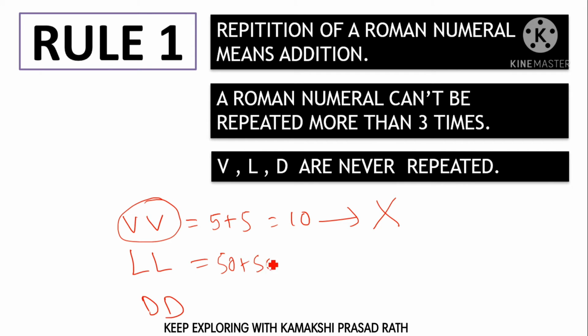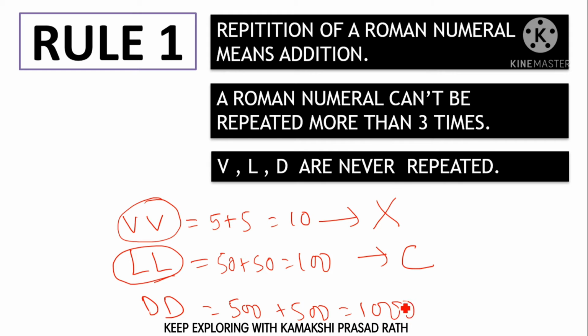Similarly, LL: 50 plus 50 becomes 100. For 100 we already have a symbol C, so this is not required. Now DD: D is 500, so 500 plus 500 becomes 1000. And for 1000, we already have a symbol M. So repeating V, L and D is meaningless. So we never repeat V, L and D. Let's move on with the next rule.